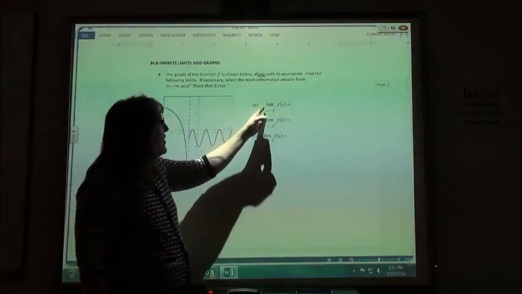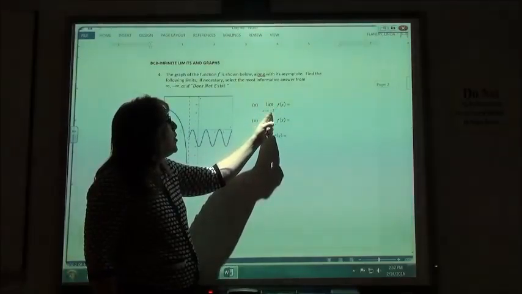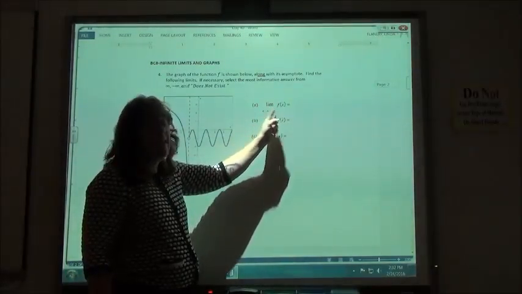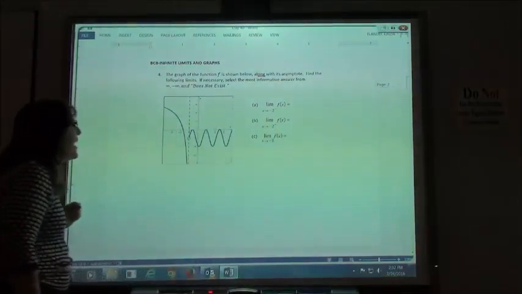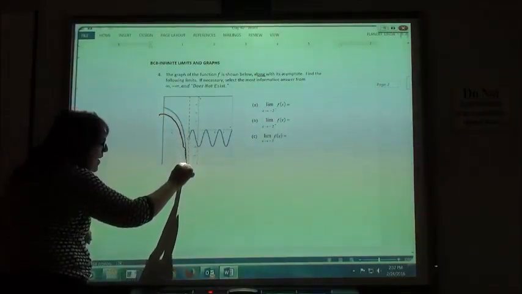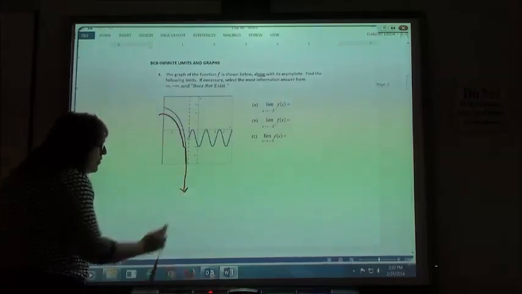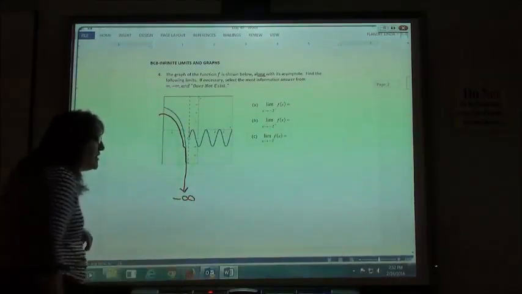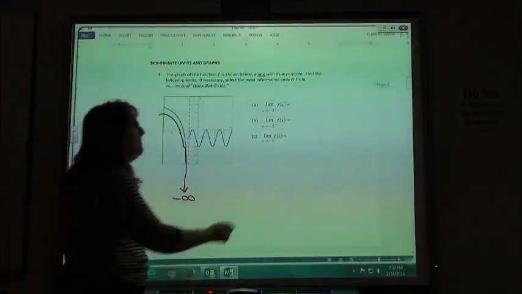So I'm going to find the limit of my function as x approaches negative 2 from the negative direction. In other words, from the left-hand side. So as I approach negative 2 from the left-hand side, my graph just keeps going down and down and down. That means it's approaching negative infinity.